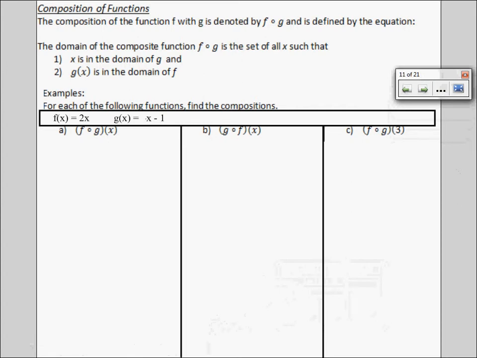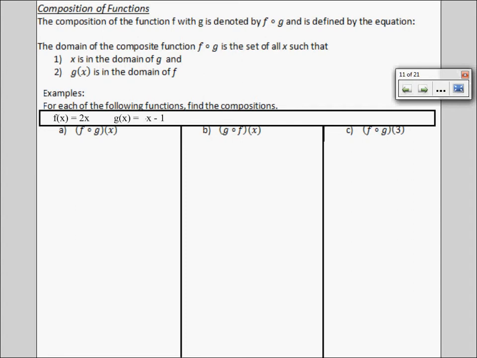Okay, for this final example, we're going to have the composition of two functions f with g, denoted by f∘g or f of g, and it's denoted by the equation. The domain of the function f of g is the set of all x such that 1, x is in the domain of g, and 2, g of x is in the domain of f.